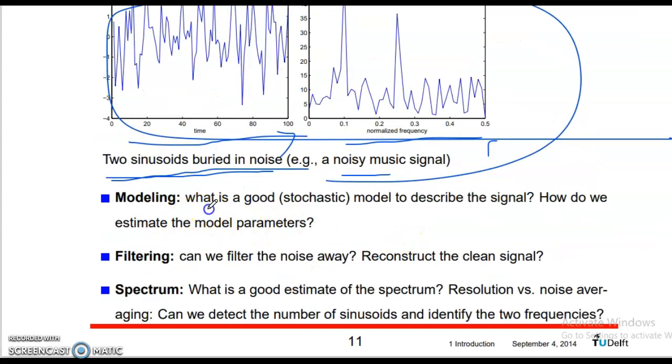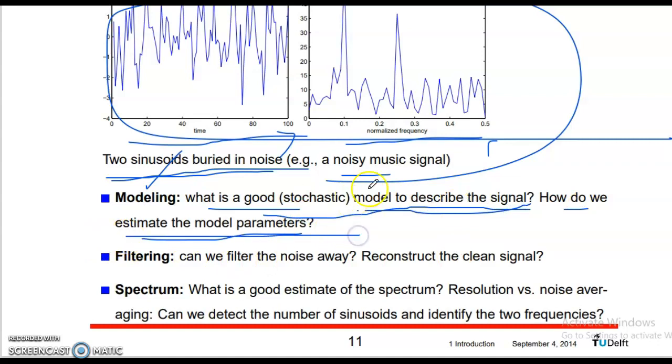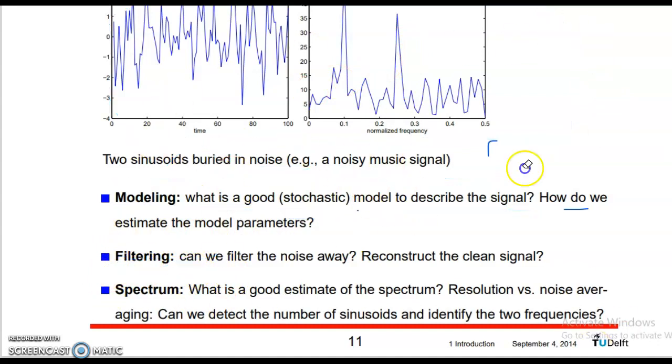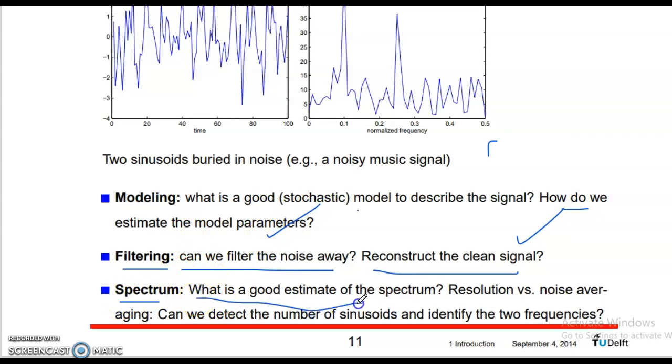Modeling. What is a good stochastic model to describe the signal? How do we estimate the model parameters? Filtering. Here, can we filter the noise away? Reconstruct the clean signal? Yes. How? We'll see. Spectrum. What is a good estimate of the spectrum? Resolution versus noise averaging. Can we detect the number of sinusoids and identify the two frequencies?